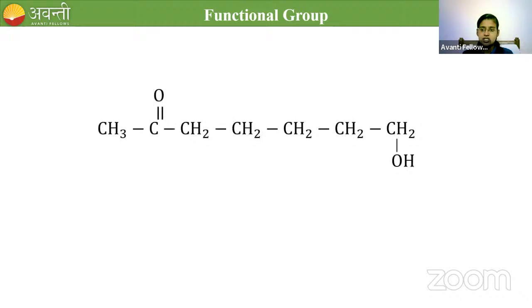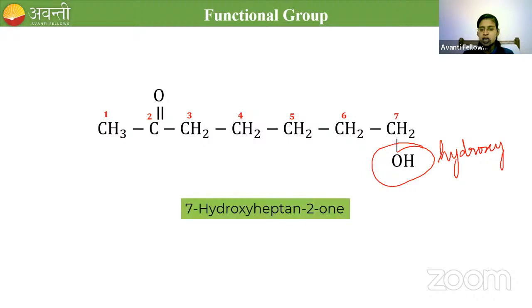So try for this. Try the name of this compound. We have a ketone and an alcohol. So in the priority list, ketone will take the first preference. So left to right numbering is correct. So alcohol will act as a substituent. So if it is acting as a substituent, then the prefix has to be used. The prefix for alcohol is hydroxy. So it is 7-hydroxy heptane 2-one. This is correct.